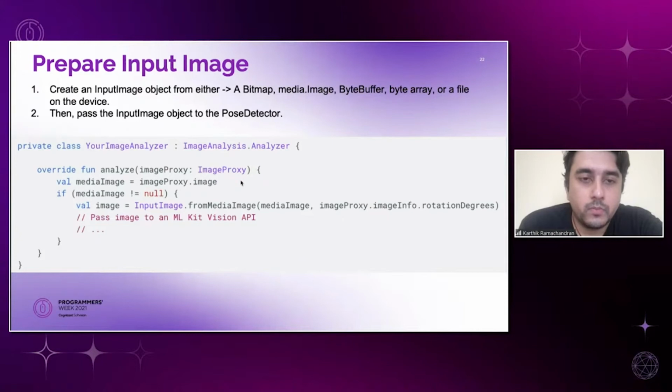The second step would be to prepare the input image. The input image can be of different types, like a file or a video, and there are other formats. Then we have to pass the input image object to the pose detector. This is where computer vision or image analysis comes into the picture, so we don't really need to delve deep down into the code.